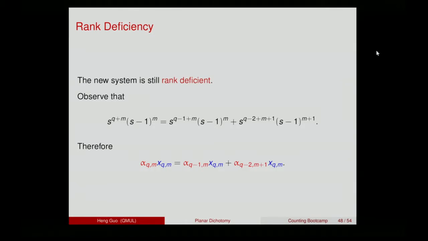That means that the column indexed by q and m can be written as the sum of two other columns. So we have this equation like qm is like q minus 1 m plus q minus 2 m plus 1. So that means we need to do more operations.